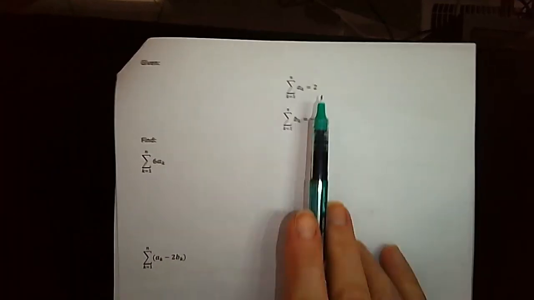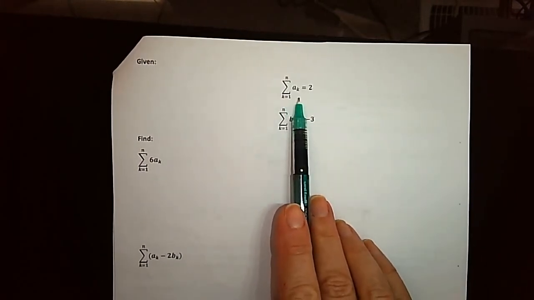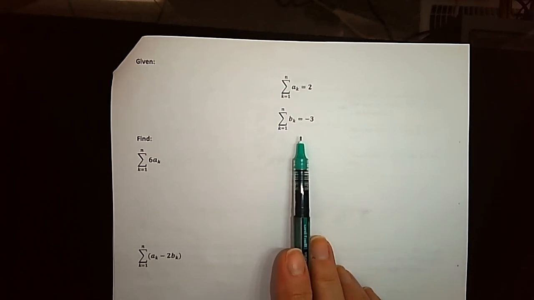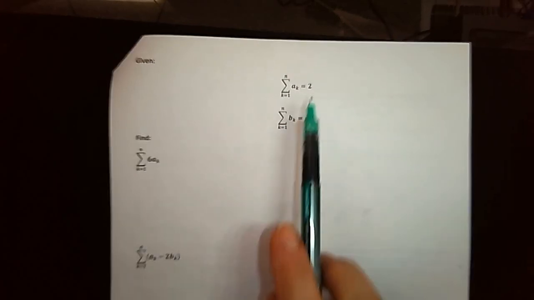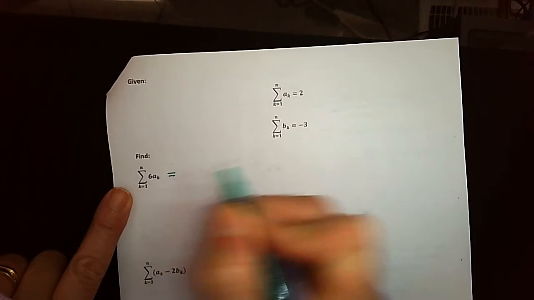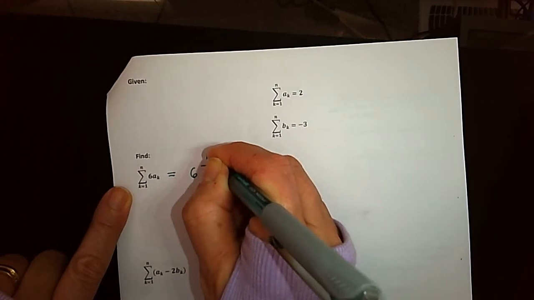So these next couple problems, they're giving us some values. They've given me that the summation of k goes from 1 to n of a sub k is 2, and they've also given us that the summation k goes from 1 to n of b sub k equals negative 3. So I'm going to use these two pieces of information to help me find the summation k goes from 1 to n of 6 times a sub k. All right, now we said if we had a constant, which that 6 is a constant, I can pull that outside. So that's going to be the summation k goes from 1 to n of a sub k.